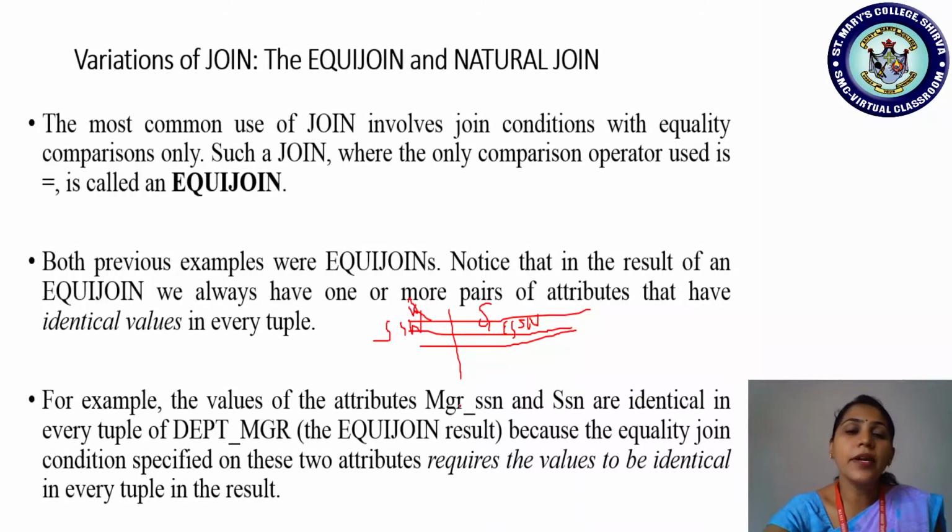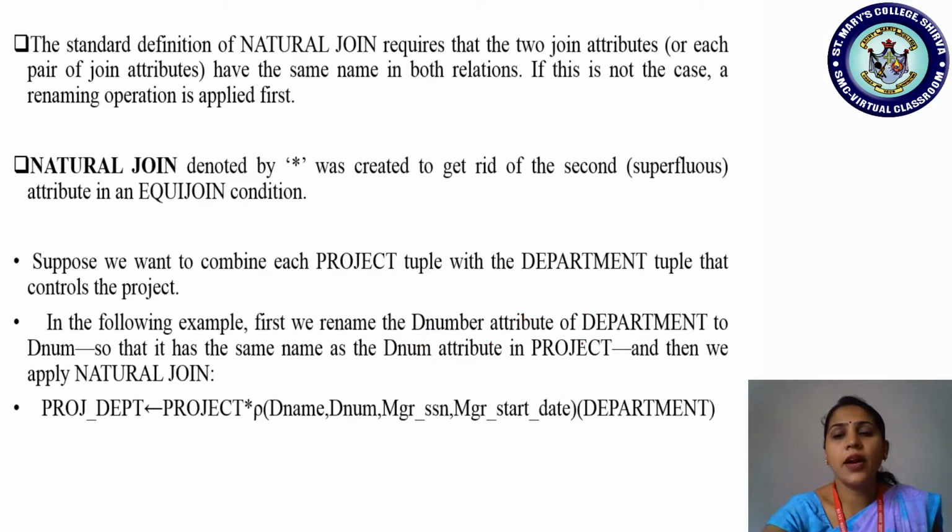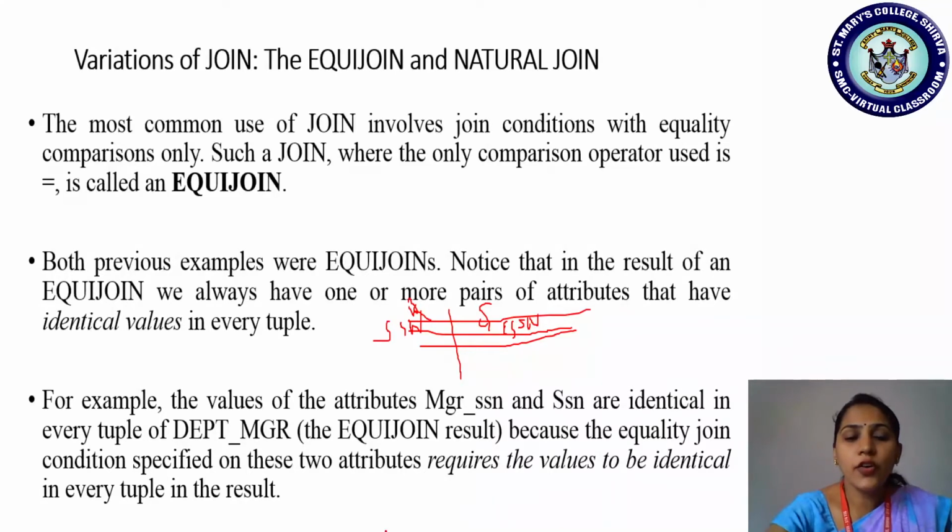For example, the values of the attributes manager SSN and SSN are identical. So in the department relation, we have manager SSN. In the employee relation, we have SSN. So both of these attribute values are equal. Why? Because the manager is an employee and his SSN is present in the employee table. Are you all understanding? As that employee is a manager in one of the departments, his SSN is stored as manager SSN in department.